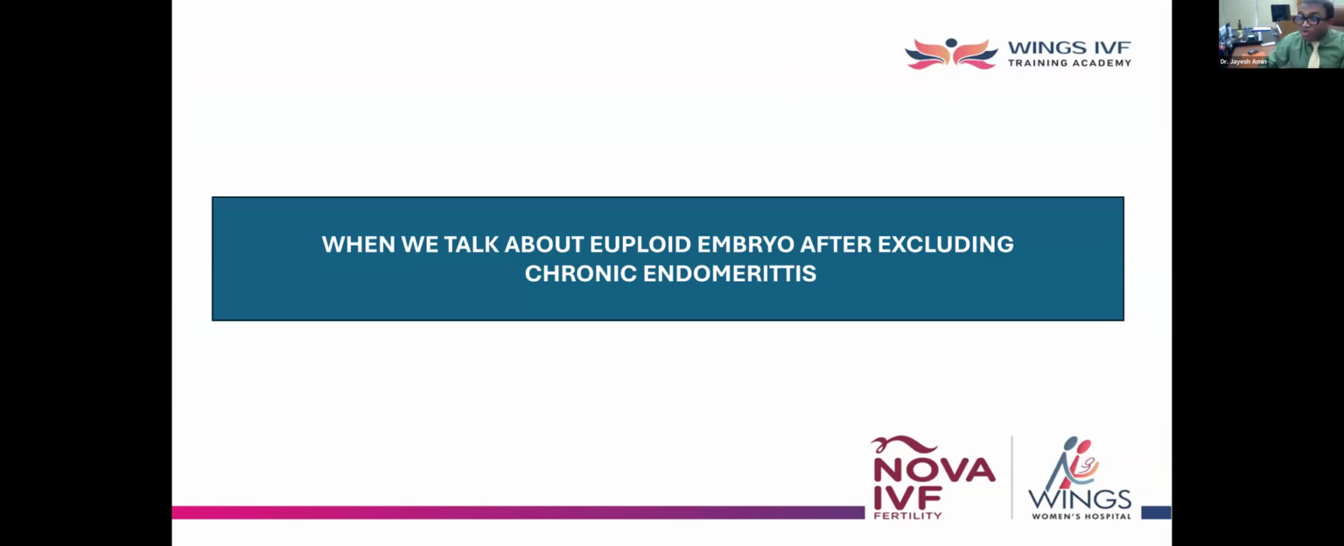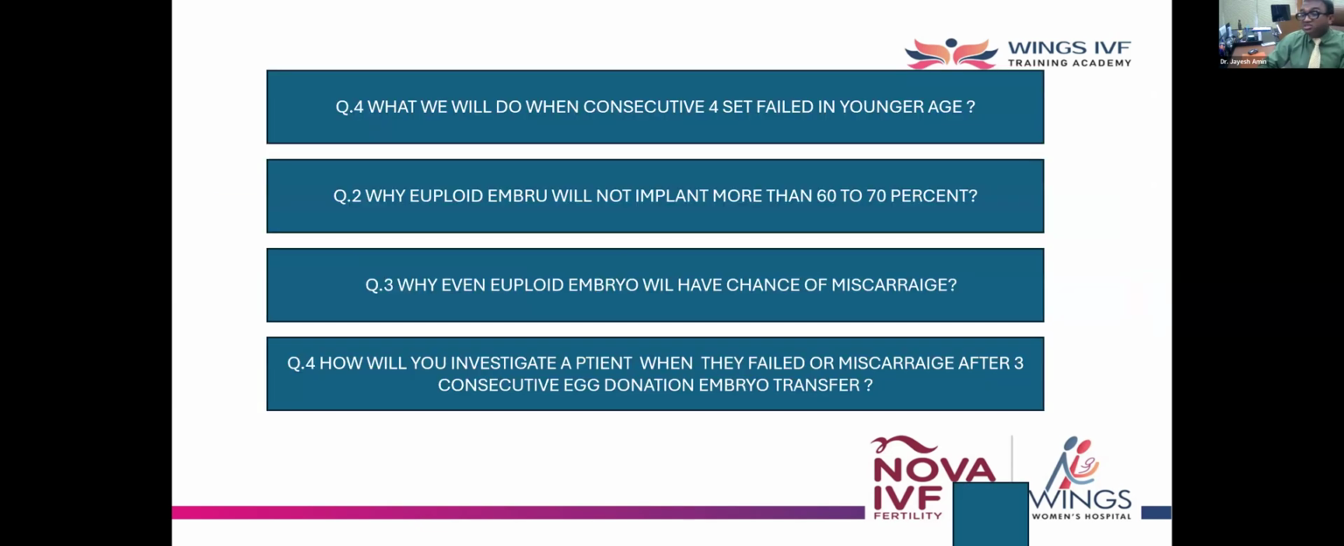That is about the thin endometrium. But when we talk about the euploid embryo after excluding chronic endometritis, there are 4 questions where I want to put all my questions to find out the crosstalk. Question number 1: what will we do when 4 consecutive SETs have failed in a younger age patient with a genetically tested, or not tested, embryo?